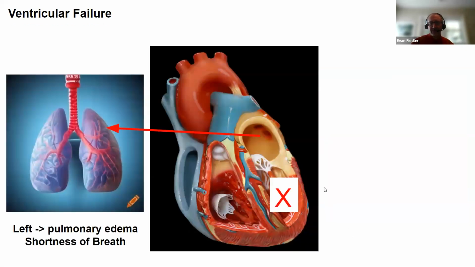Let's look at it with the labels. So again, left ventricle failed. The blood backs up into the left atrium. Where did that blood come from? It came from the lungs. So we're going to see pulmonary edema. The patient's going to experience shortness of breath.